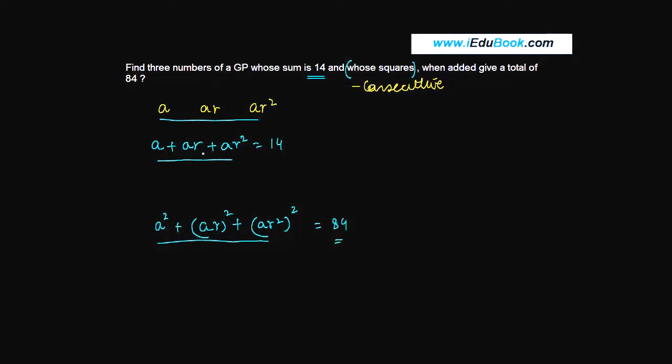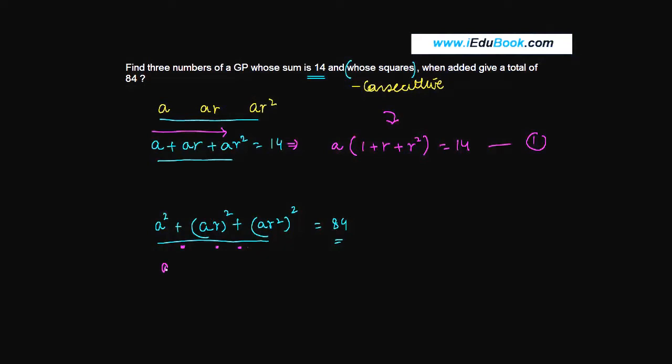If I move forward with this one, can I take a common here because it's there across all these three items? So I can write this as a into 1 plus r plus r square is equal to 14. Now the other idea which I will have is, once I have this equation, I will try to convert this in such a manner that I can reach somewhere close to here.